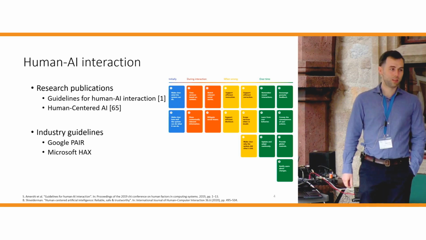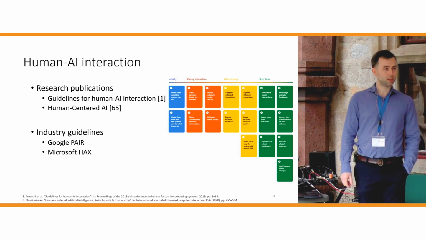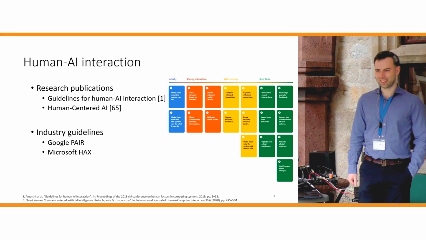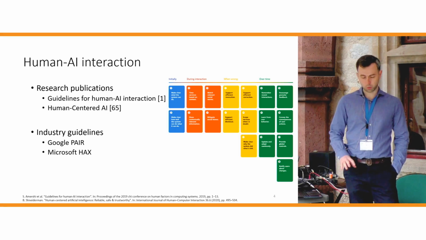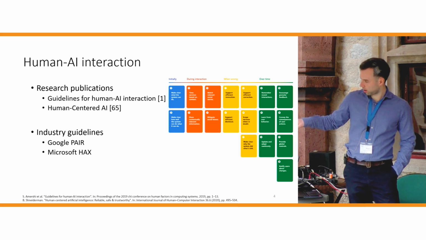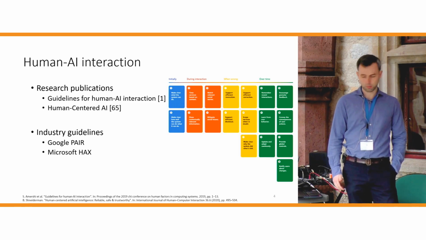So the research in this field is driven both by private companies and also by research groups at universities. But as the private companies need to profit, they are highly investing into this. For example, Microsoft HAX and Google PAIR are two work groups with a lot of work in this field. And here on the right we can see actually the Microsoft HAX toolkit for human-AI system development.